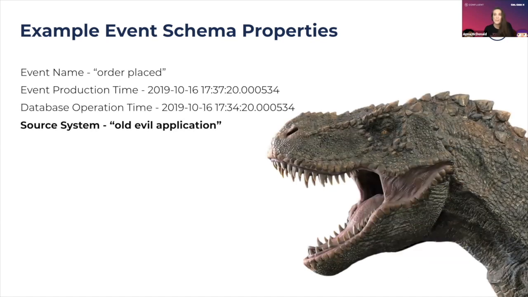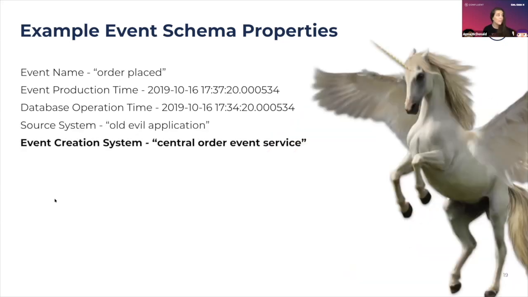The next is source system. So I really dig legacy applications. More to the point, I really dig killing them and retiring them and having people get to work on new, fancy, employable things. So I like to call the source system an old evil application. I also like dinosaurs. And then event creation system, because again, the system that created the event might not necessarily be the same system it was thrown at.